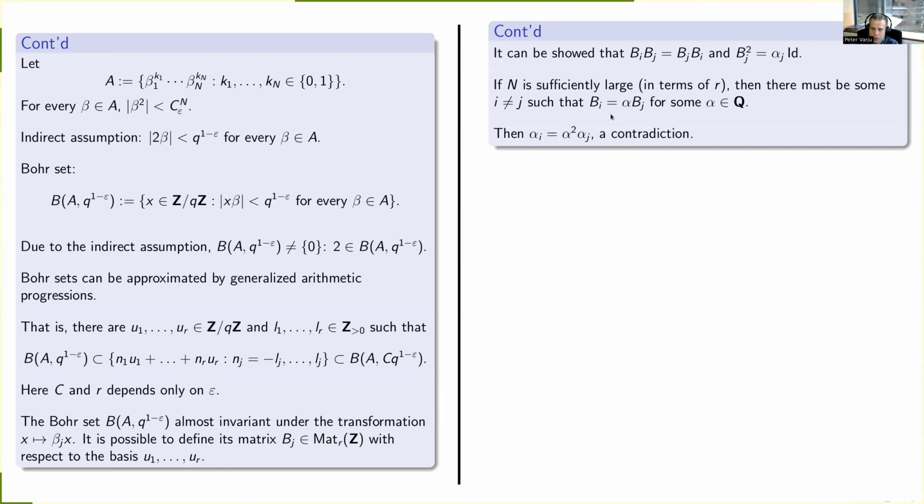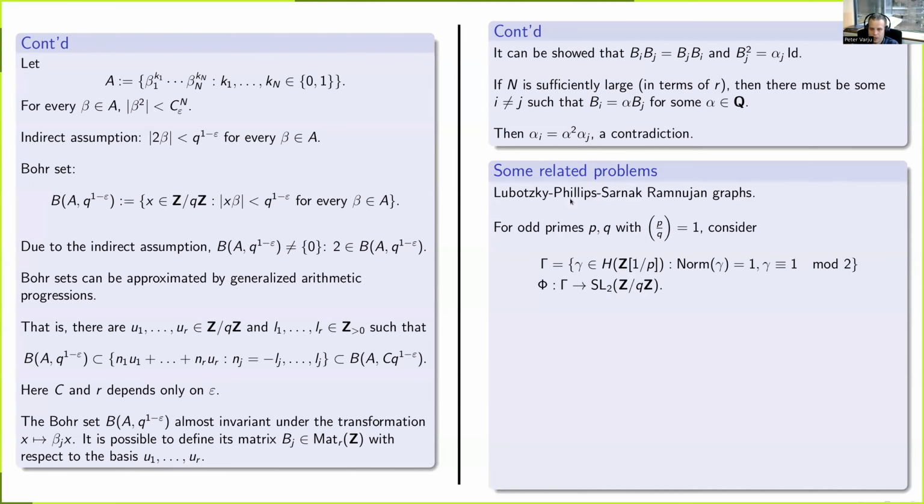So again, I just want to highlight that it is very important for me that I can choose capital N to be suitably large in terms of r, and this is going to make my frequency set really huge. And it is very important that in this structural result for the Bohr set, I can control the rank in terms of epsilon and independently of the number of frequencies that I have. Okay, so this finishes the part of my talk about the proofs.